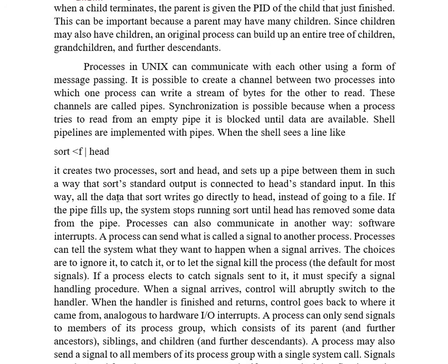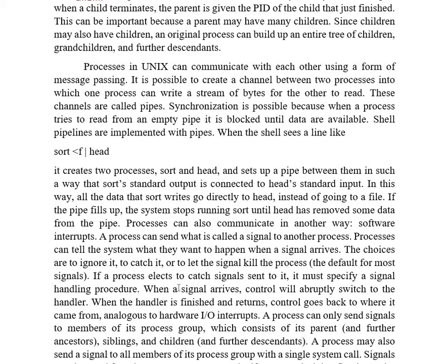Processes can also communicate in another way: software interrupts. A process can send what is called a signal to another process. Processes can tell the system what they want to happen when a signal arrives. The choices are to ignore it, to catch it, or to let the signal kill the process.